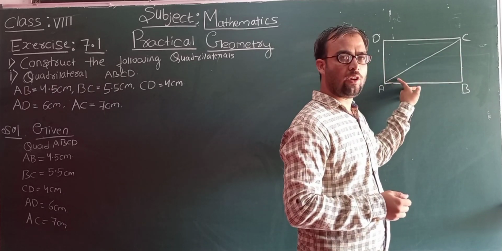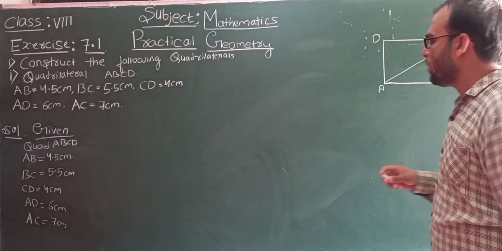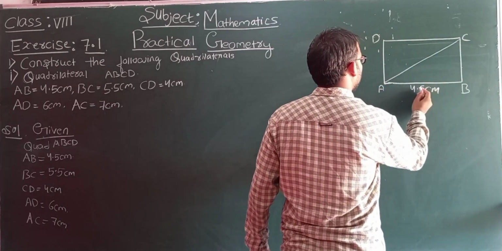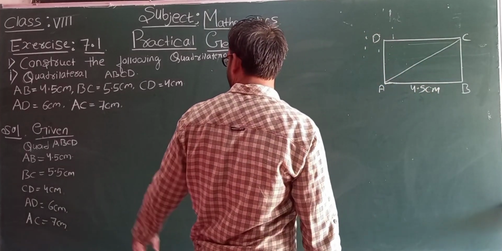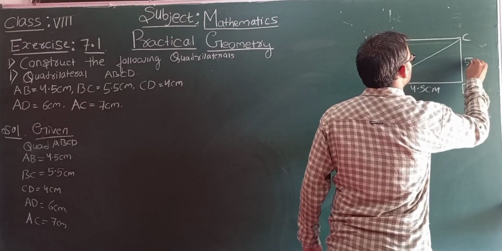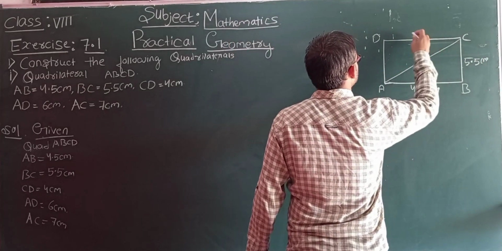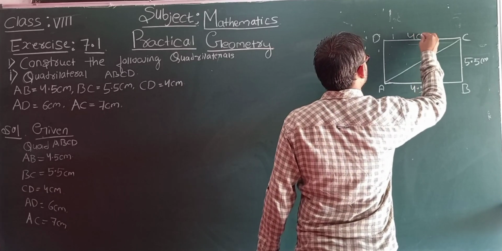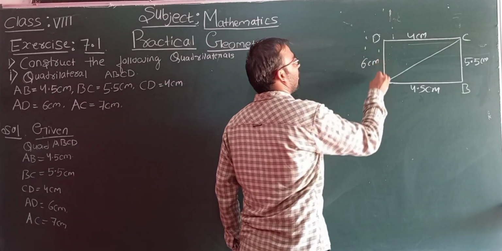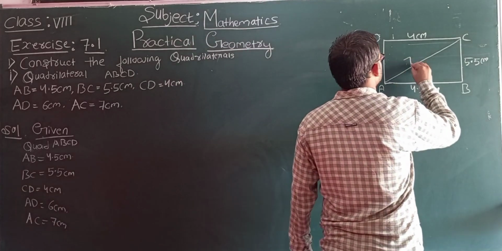Here they have given a diagonal, no? They have given diagonal AC. Now write the given information. AB is how much? 4.5 centimeter. AB is 4.5 centimeter. BC is 5.5. So this is BC. BC is 5.5 centimeter. Next, CD is 4 centimeter. Next, AD is 6 centimeter, and they have given diagonal, no? Diagonal AC is 7 centimeter.